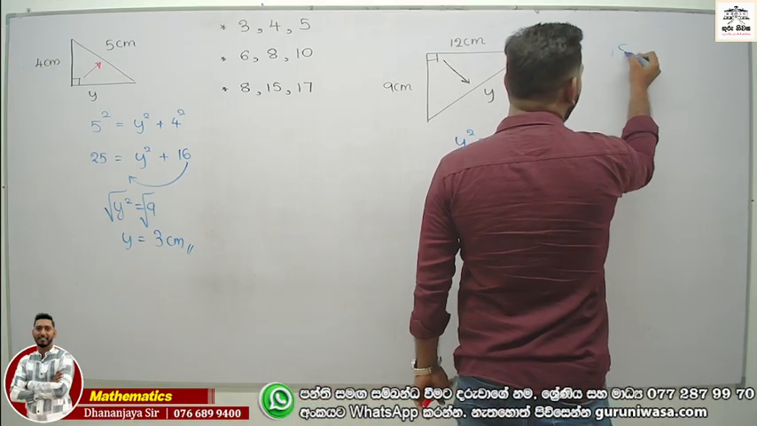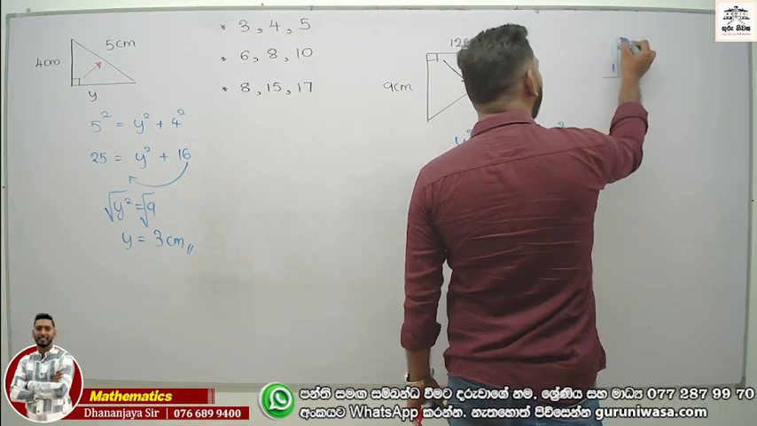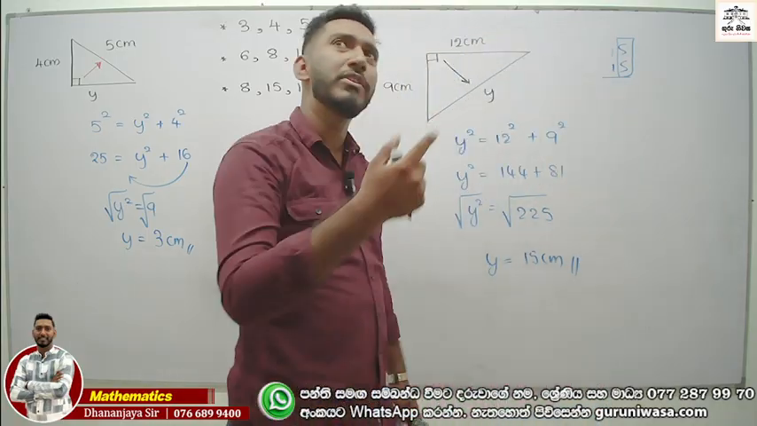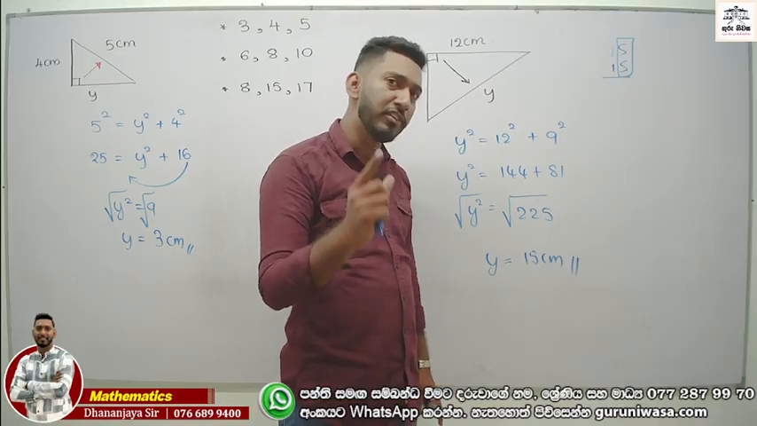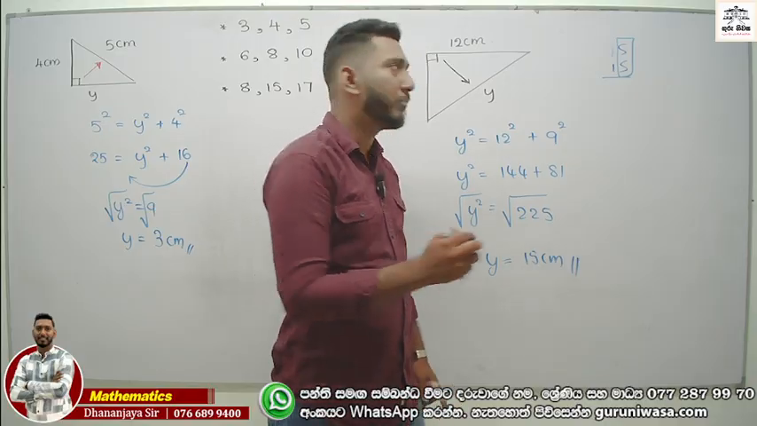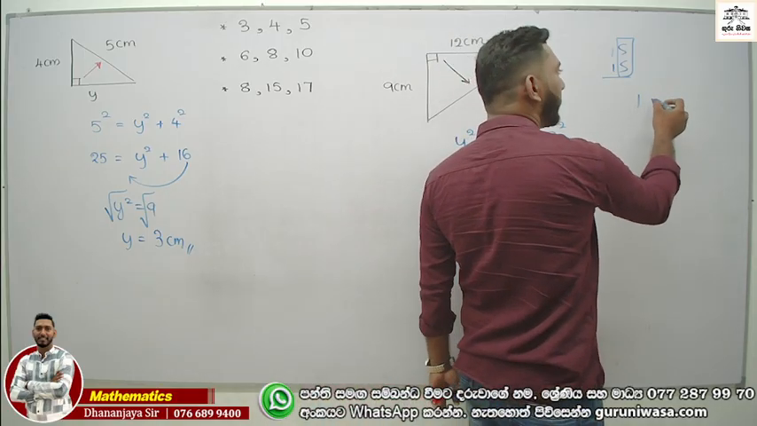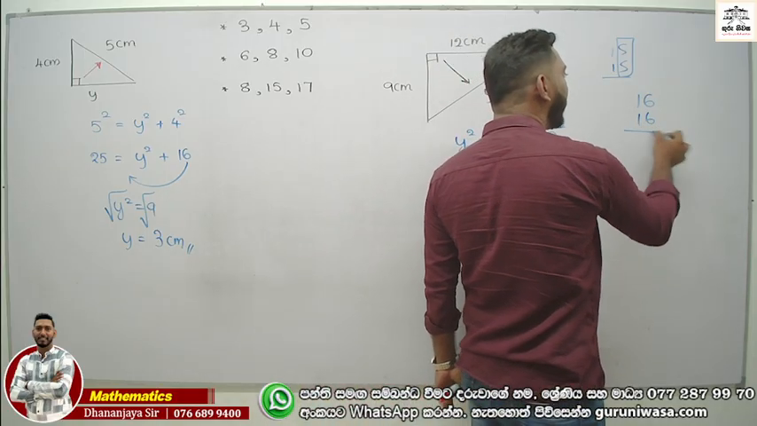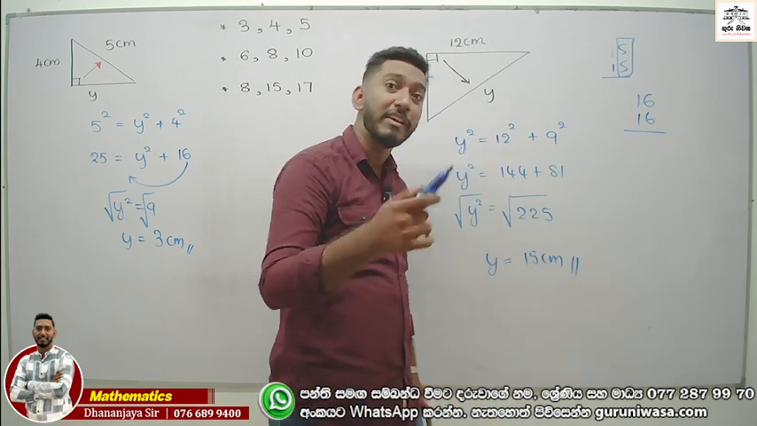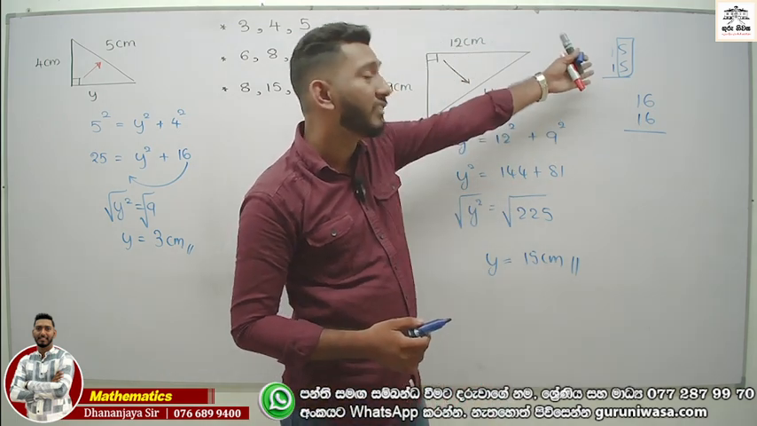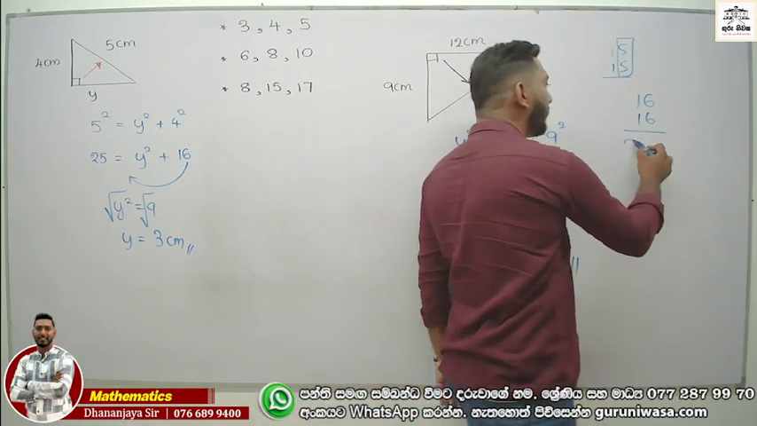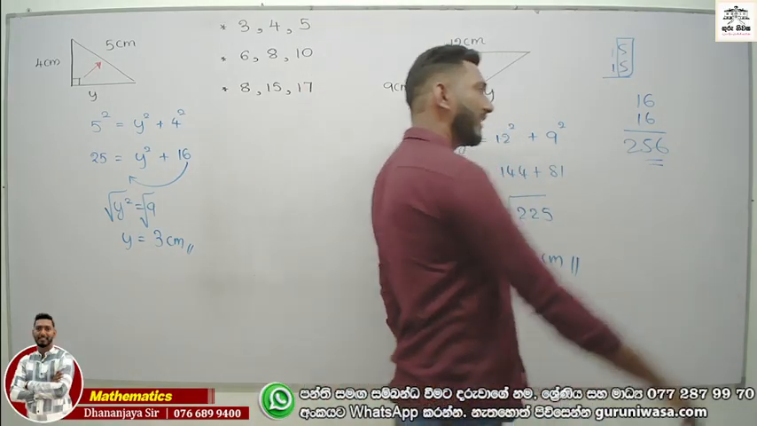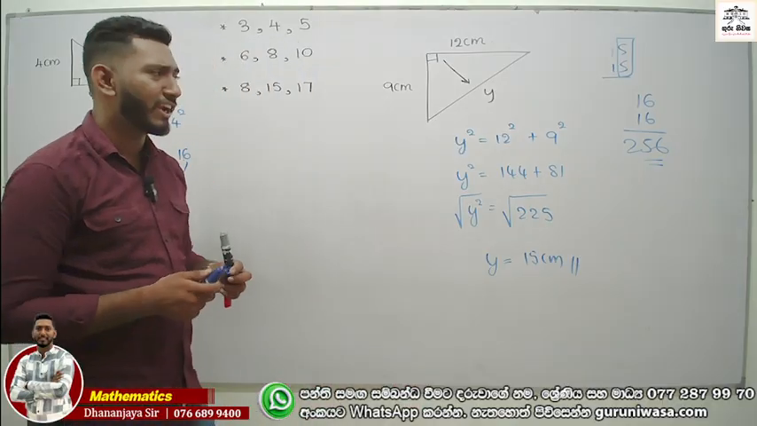Look at this. 15 into 15, look at the last digit. It becomes 5 into 5, 25. Therefore, the last digit should be a 5. It does not become 17, 16 or something, because look at 16 into 16. The last digit should be 6, because 6 times 6 is 36. Then the answer is 256. Did you see? You can use tricks like that.